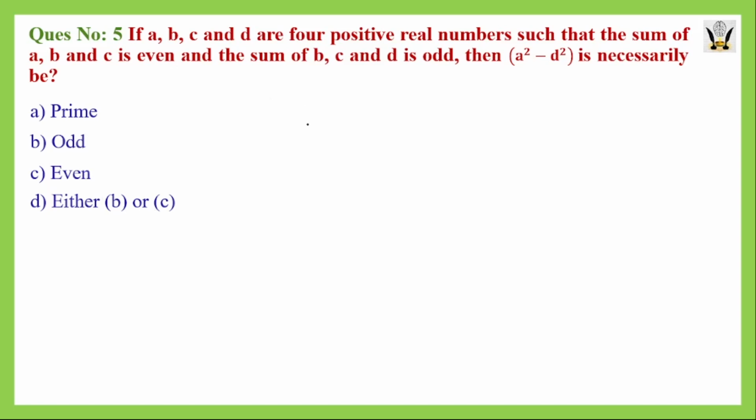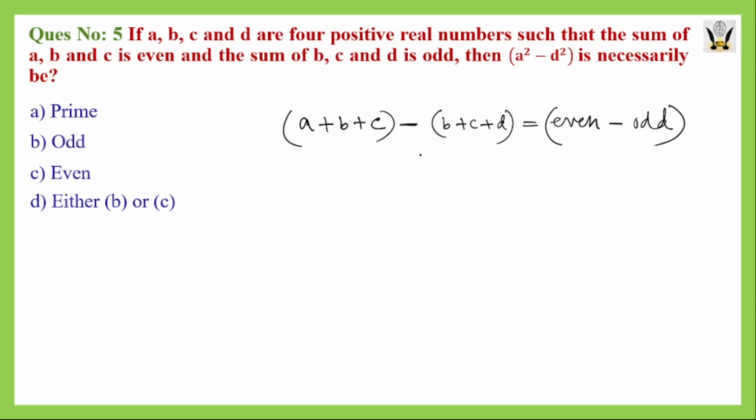So as per the problem statement, a plus b plus c, this summation is always even. Fine. And as per the problem statement, the summation of b, c and d is odd. Now if we subtract these two expressions, then it will be basically even minus odd. So from the left hand side, since it will be minus b and minus c, they will cancel each other. So from the left hand side it will be a and it will be minus d, right?